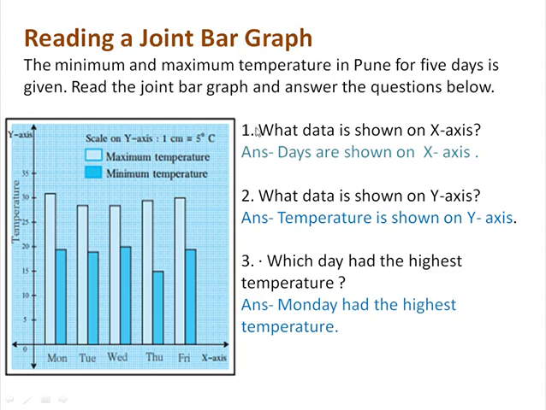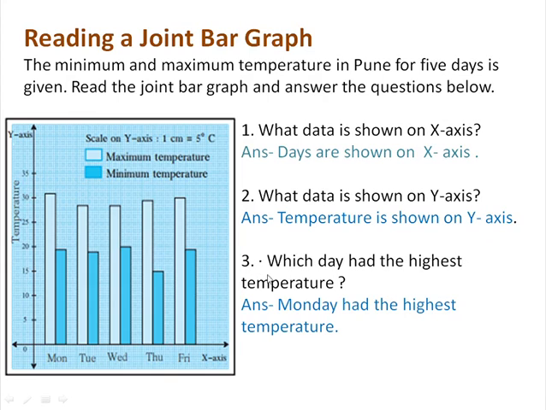Here the first question is, what data is shown on x-axis? What is shown here? On x-axis, days are shown. So we will write here, days are shown on x-axis. Then second question, what data is shown on y-axis? Here on y-axis, temperature is shown. So we will write here, temperature is shown on y-axis.